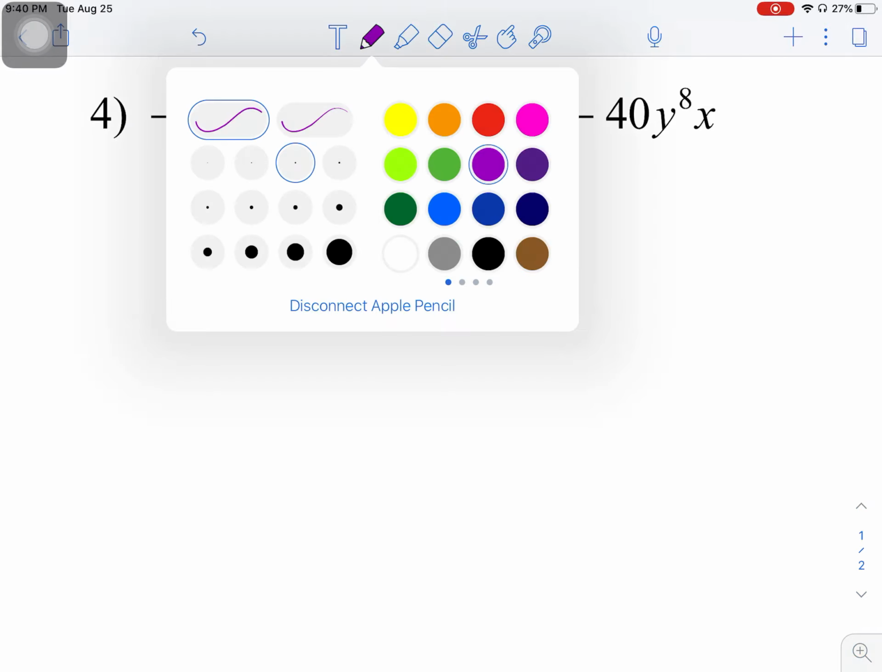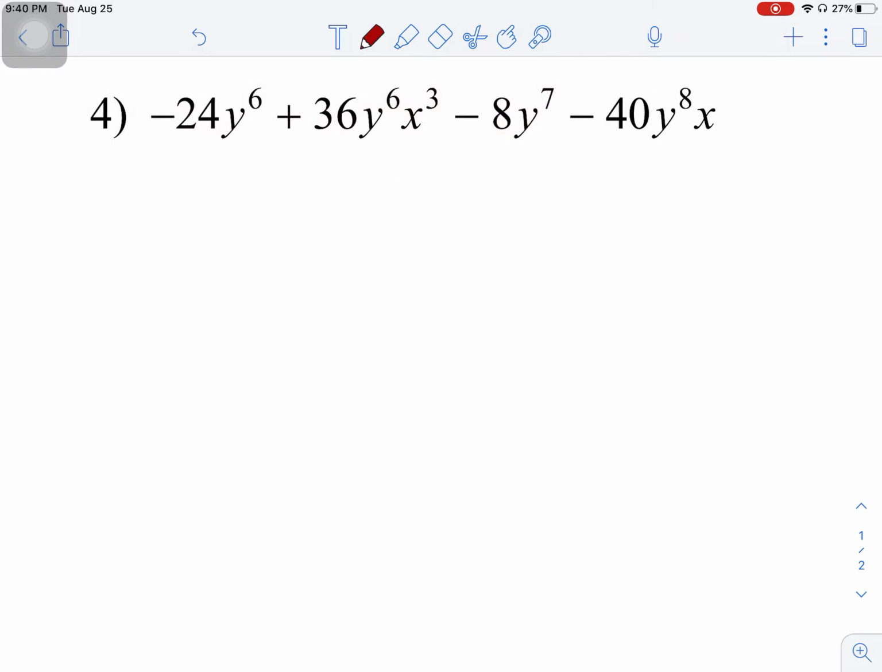All right, so we've got quite a bit of terms here. Lots of information coming in. I'm actually going to use that last method and just see if I can figure it out in my head. So negative 24, negative 30, no, it's a positive 36, negative 8, and negative 40. And I'm thinking I can take out a 4. Let's see if I take out a 4, what happens.